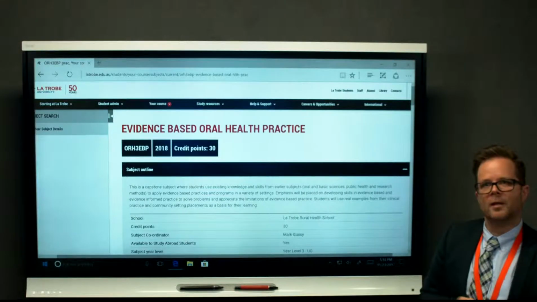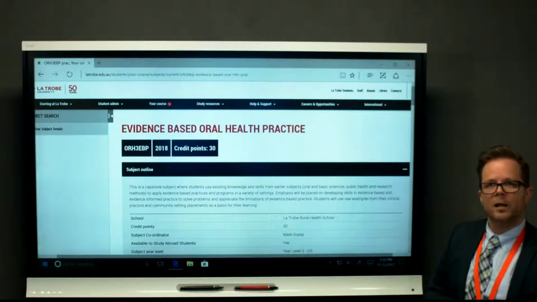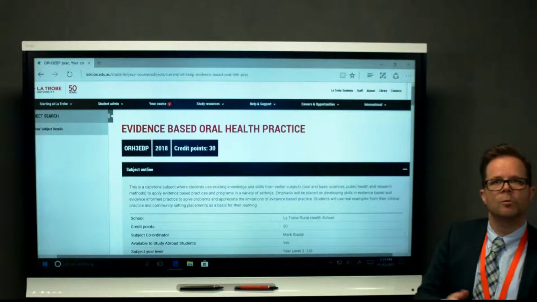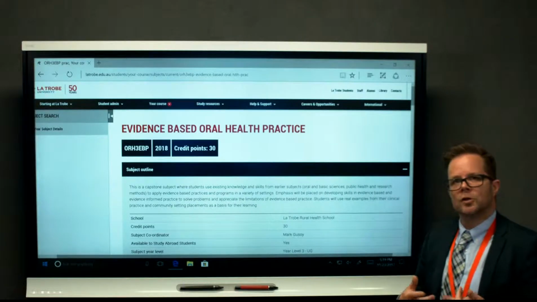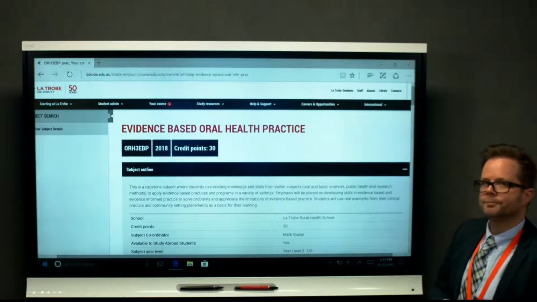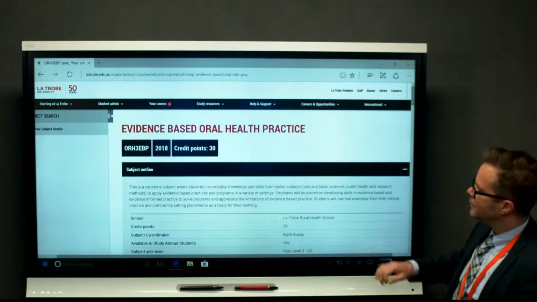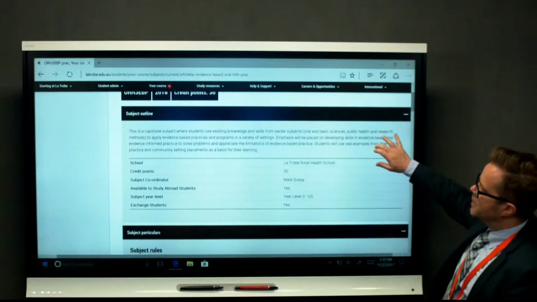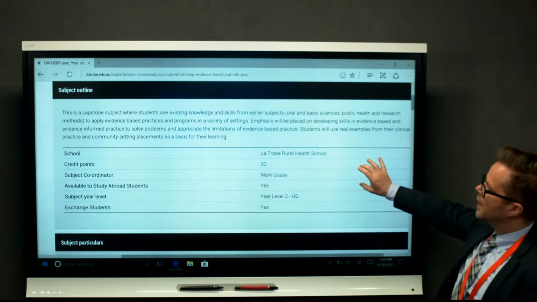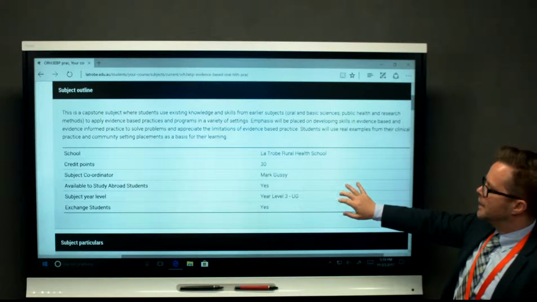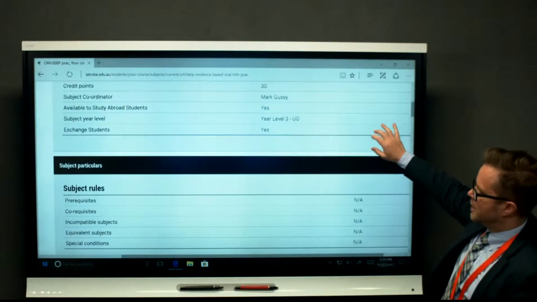So if you subtract that from 300, there's a lot of time that's spent doing group work, doing work online, and doing work individually in terms of researching for your projects. So let's have a look at this subject. As I said, it's 30 credit points, and it is a capstone subject.